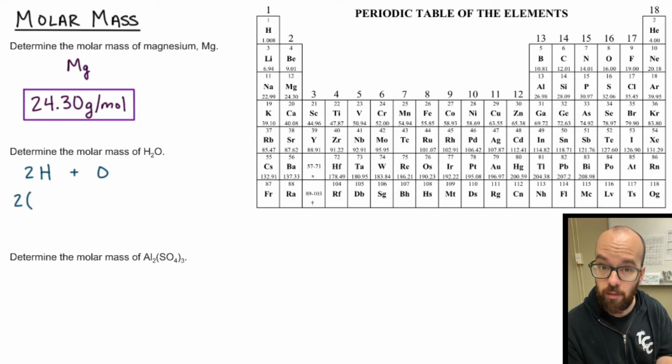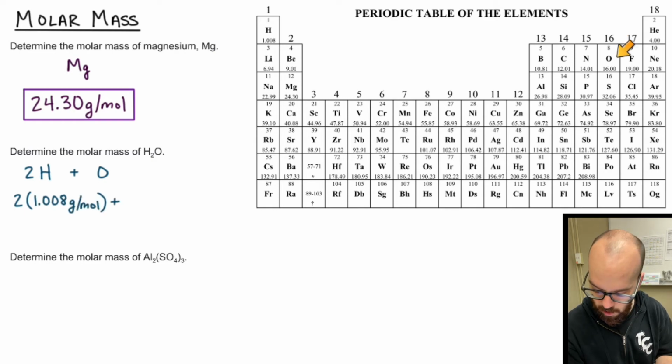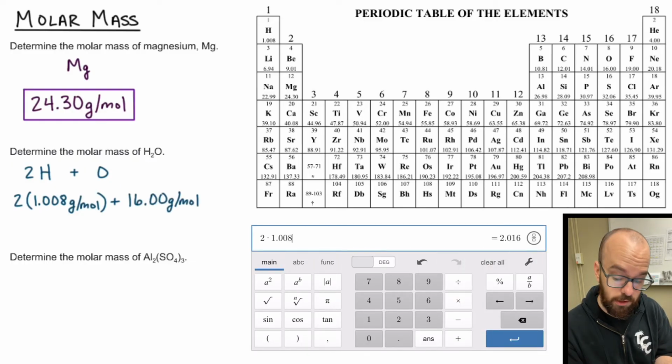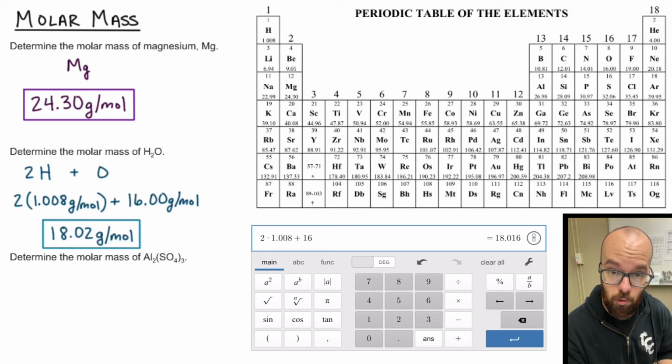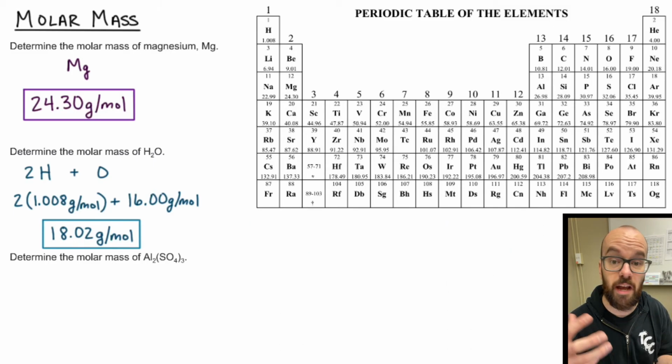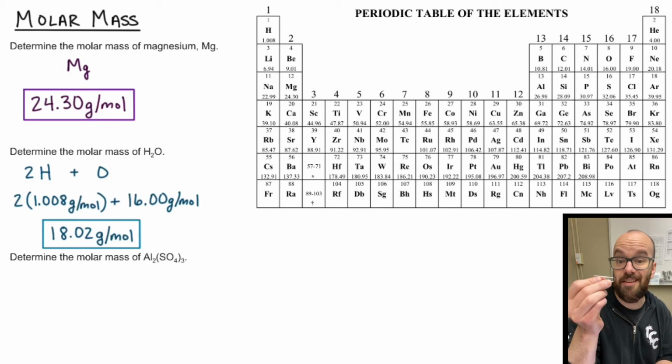Now I'm going to look up the values of their molar masses for hydrogen and oxygen in the periodic table. So I'll write 2 times, and I'll look up hydrogen. Hydrogen's molar mass is 1.008 grams per mole, plus, and then I'll look up oxygen. Oxygen is 16.00 grams per mole. Then I'll just enter those calculations into the calculator, and I'll see that we have 18.02 grams per mole, which is the molar mass of water. In other words, if I had a mole of water, or 6.022 times 10 to the 23rd molecules of water, that water would have a mass of 18.02 grams. It would weigh about as much as 18 paper clips.